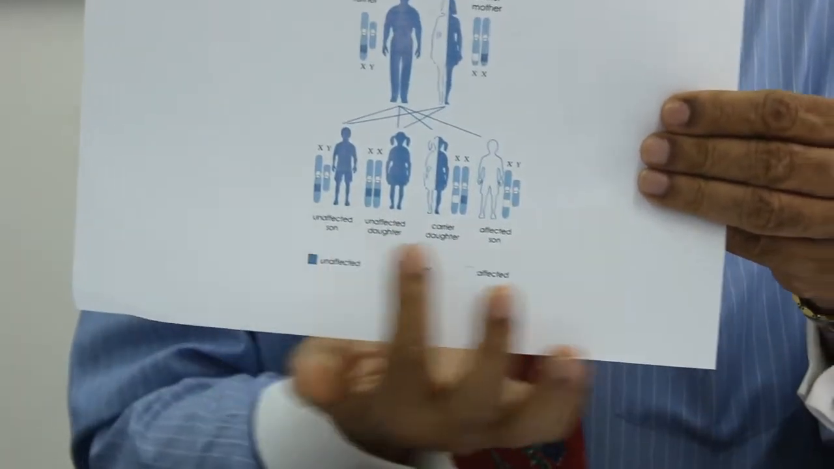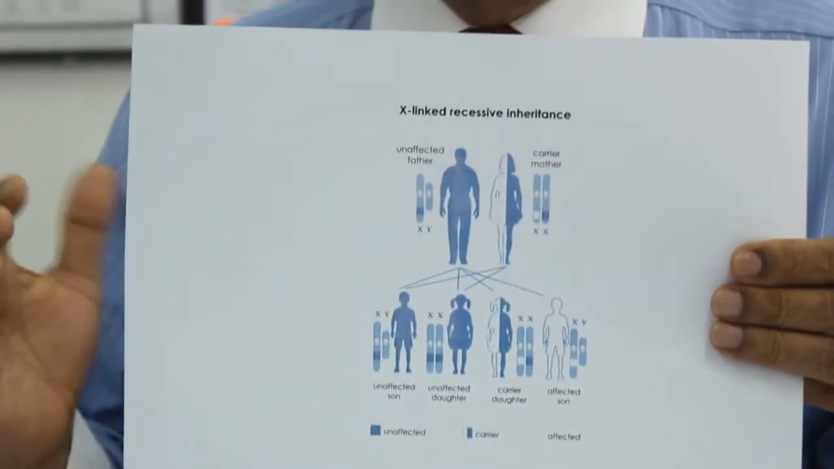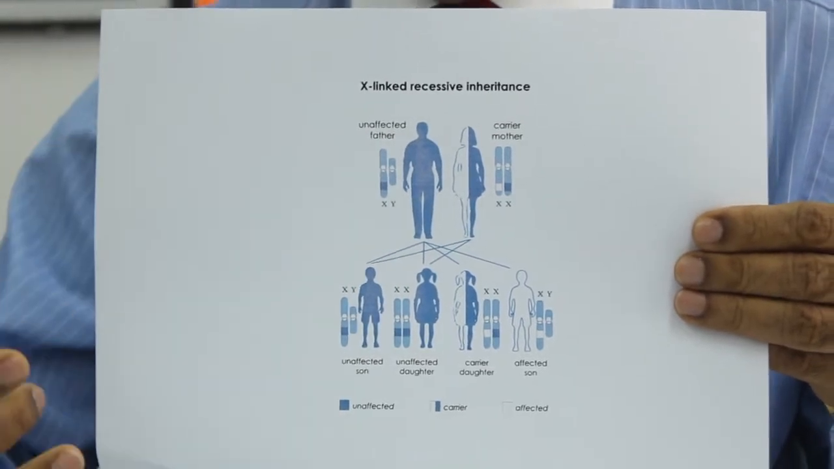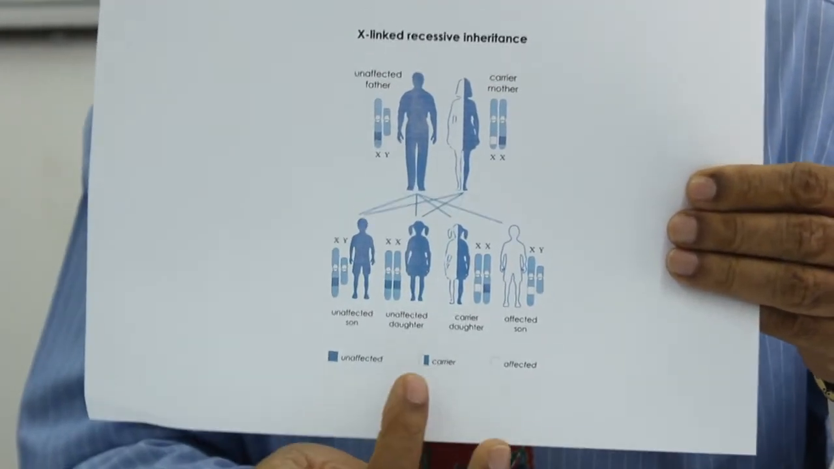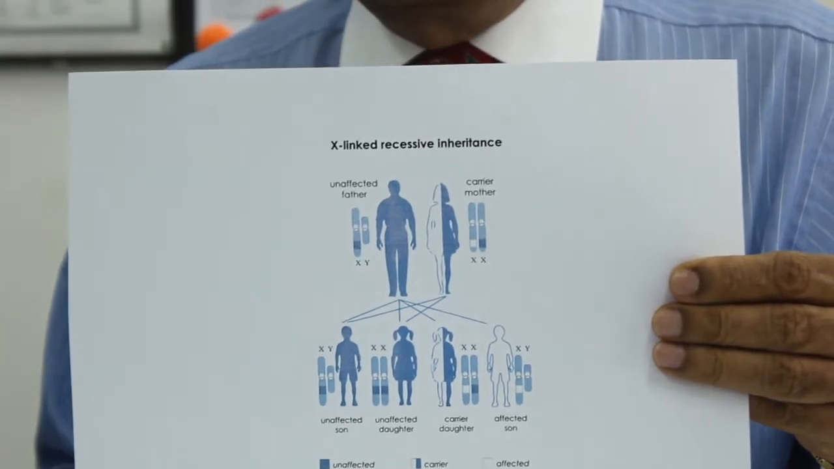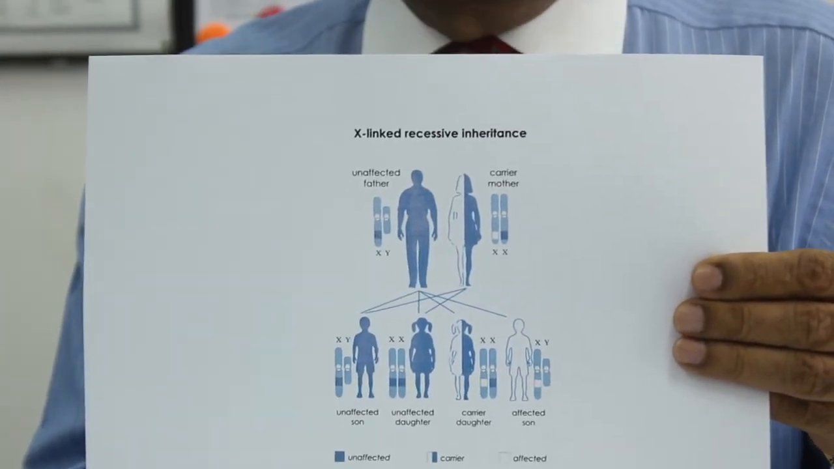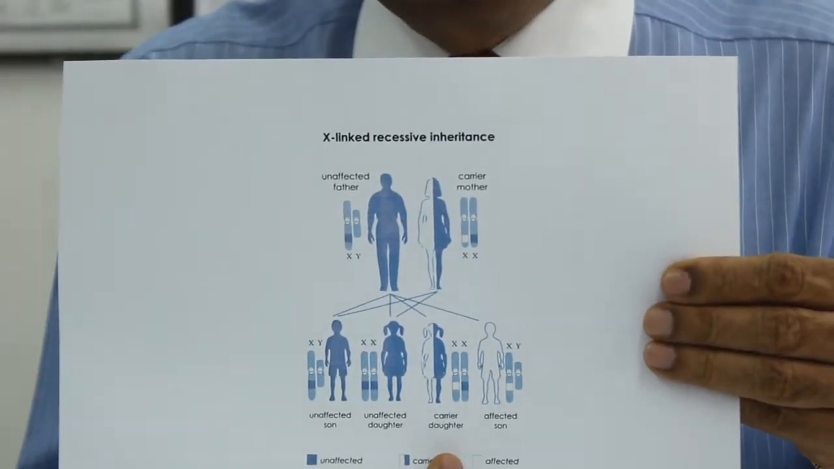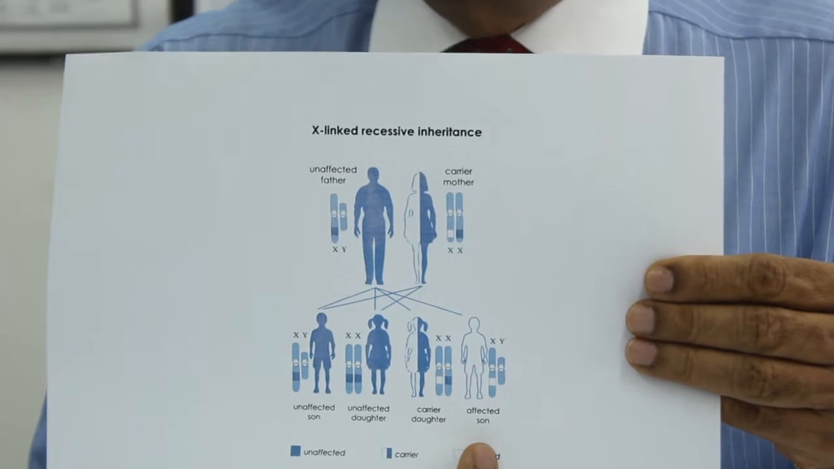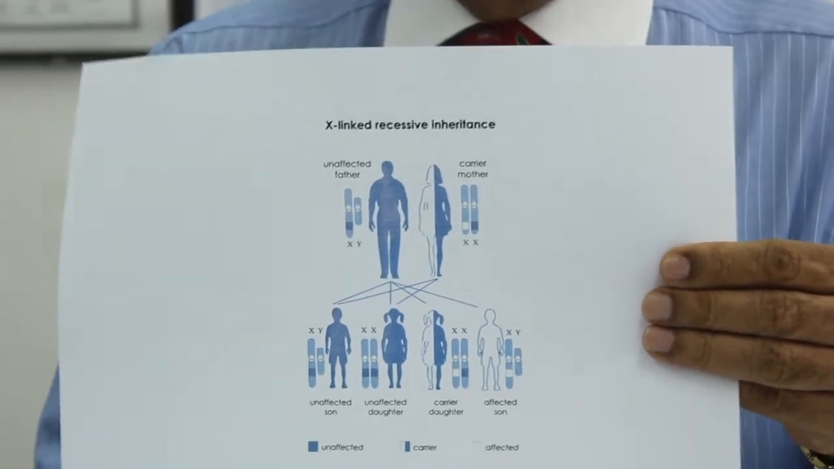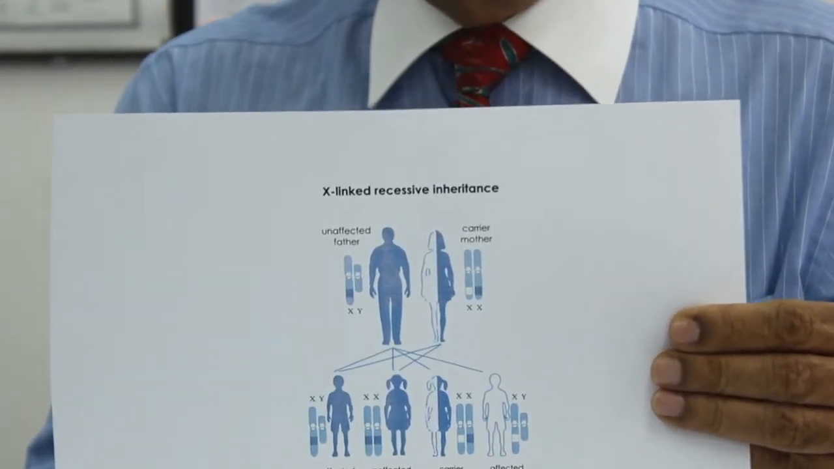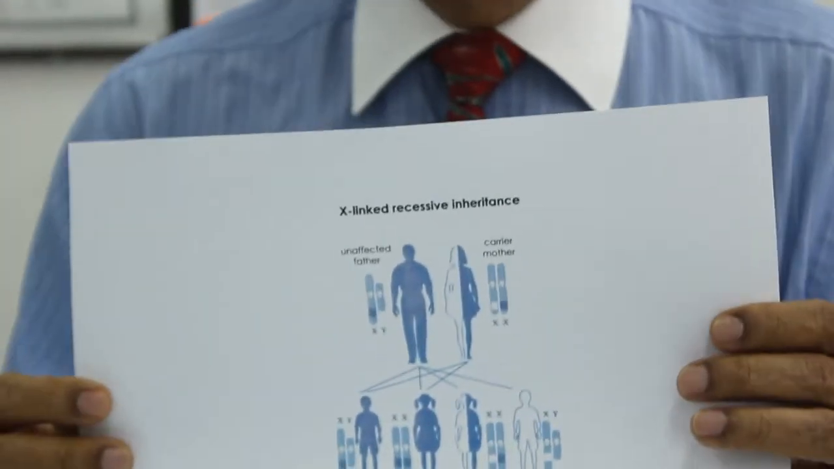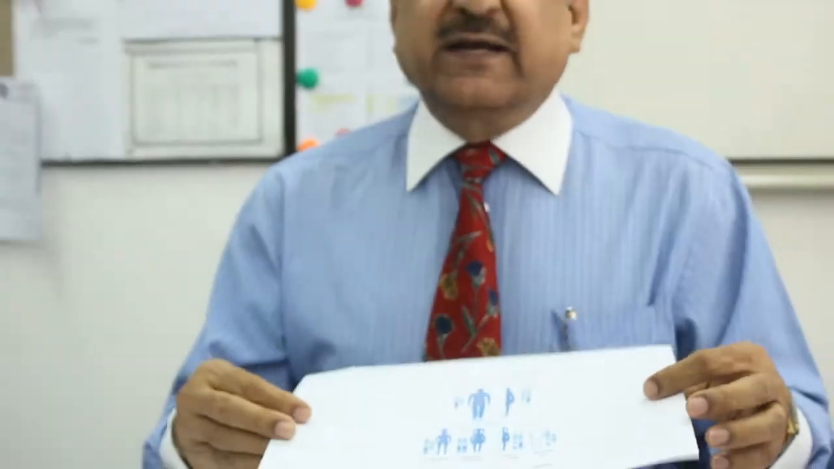Now, if she has children, one boy is going to be normal, with a normal chromosome from the father and one from the mother. The other girl is also going to be normal, because she has one from the father and one from the mother. One daughter is going to be a carrier. One son is going to be colorblind because he has one X chromosome which has the defective gene. This is the description of color blindness.